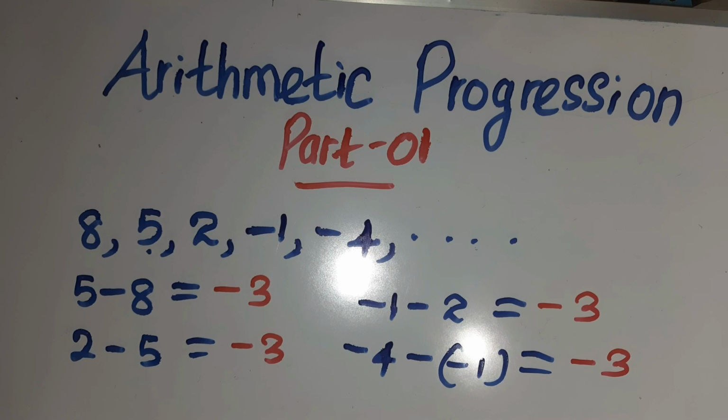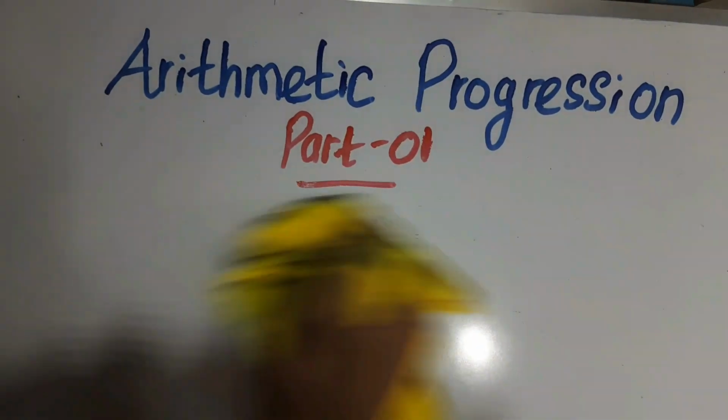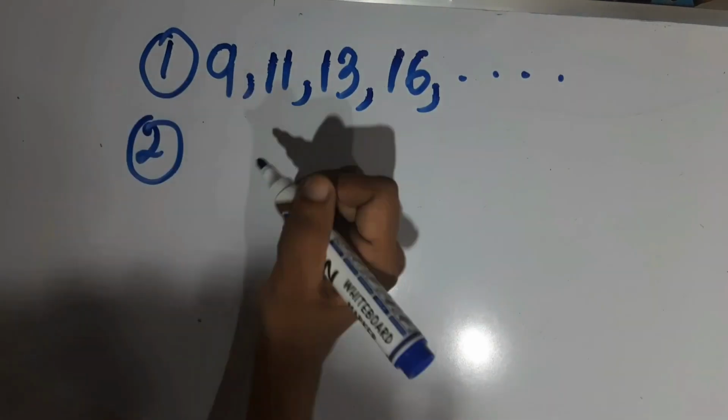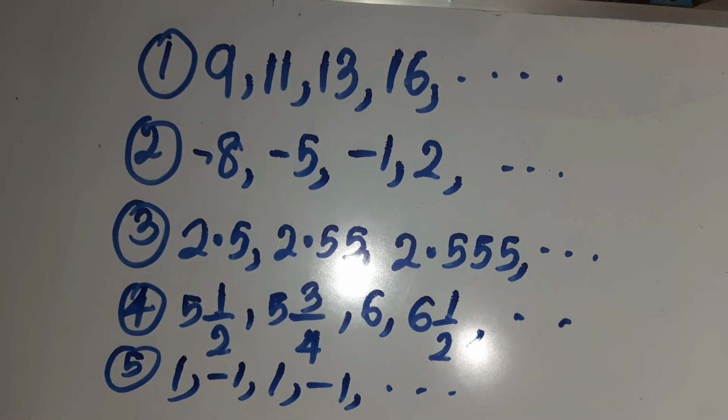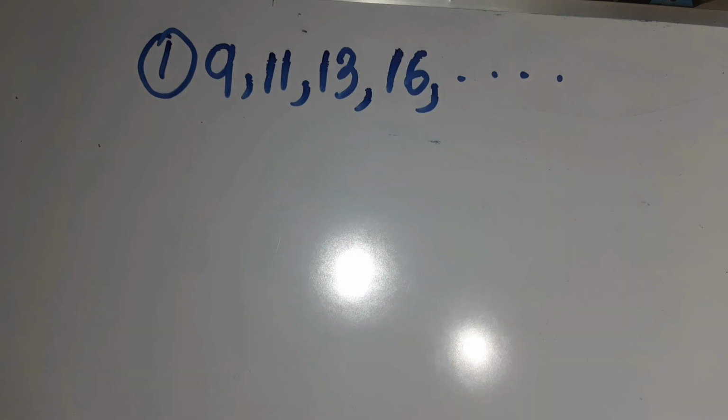Right? Now we are going to consider a few examples. Here we have been given some sequences. We are going to determine whether each of these is an arithmetic progression. So we will find the difference between two consecutive terms. Okay, the first example.